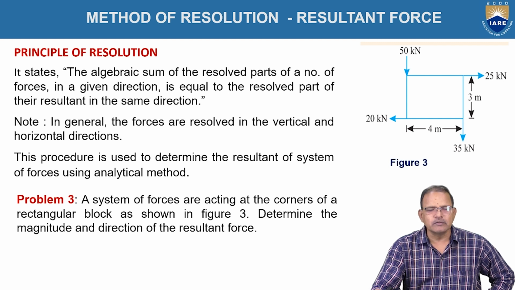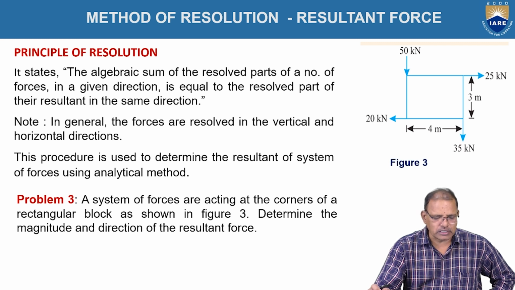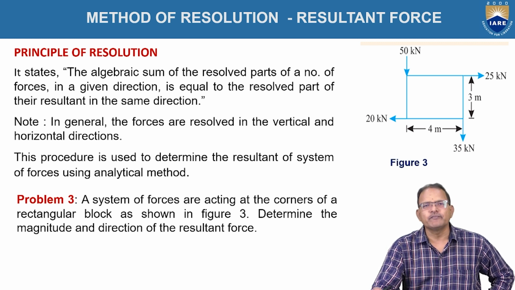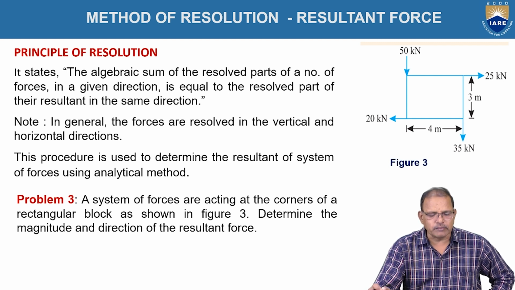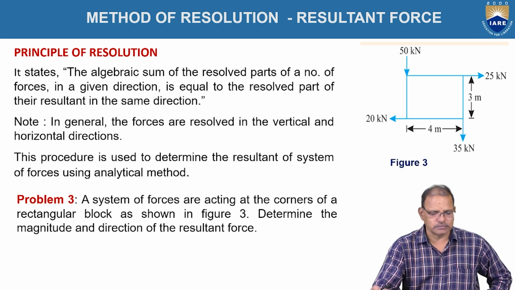Hence, the magnitude of the resultant force is given by R is equal to under root of sigma Fx whole square plus sigma Fy whole square, and the inclination of the resultant force with the horizontal is given by theta equal to tan inverse of sigma Fy divided by sigma Fx. This procedure for the determination of the resultant force when a system of forces are acting on a body is called the analytical method. That is, by resolving the forces into two rectangular components.